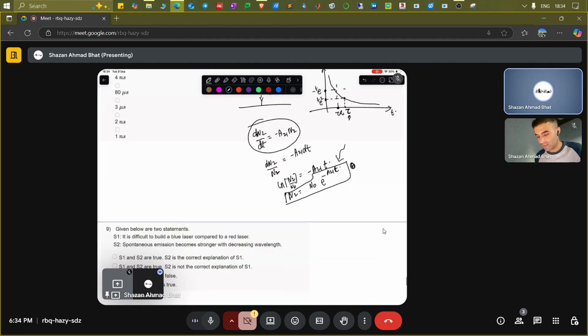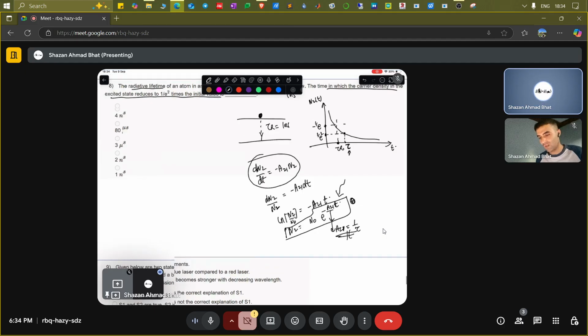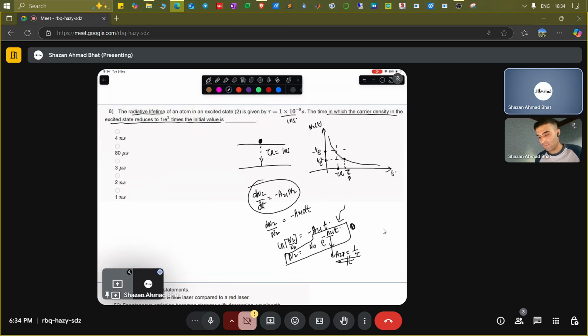One of the ways to solve this is because A21 is basically 1 by tau. It has to be some inverse of time in order for the dimensions to vanish in the power of the exponential. So one way is to just put in whatever is given. Another way is that you know the radiative lifetime is defined as the time at which the concentration falls to 1 by e. So the time at which it falls to 1 by e square will be tau r plus tau r. That means if tau r is 1 nanosecond, then 1 nanosecond plus 1 nanosecond is 2 nanoseconds. That's as simple as that.